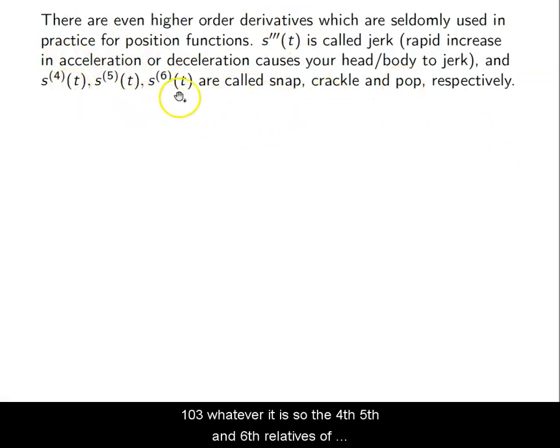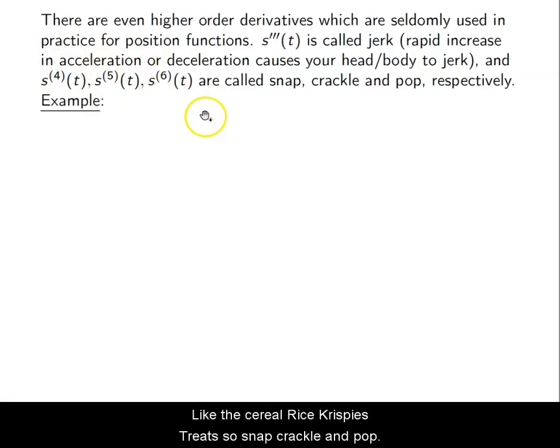So the fourth, fifth, and sixth derivatives of position are called literally snap, crackle, and pop, right? Which is like the cereal, right? Like Rice Krispie treats. So snap, crackle, and pop, respectively.